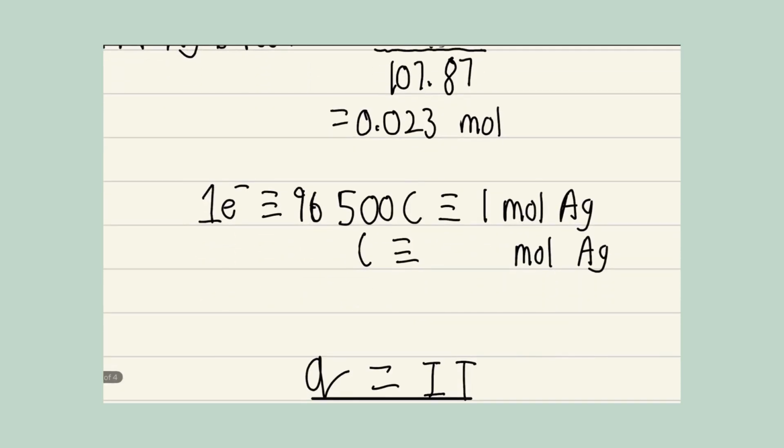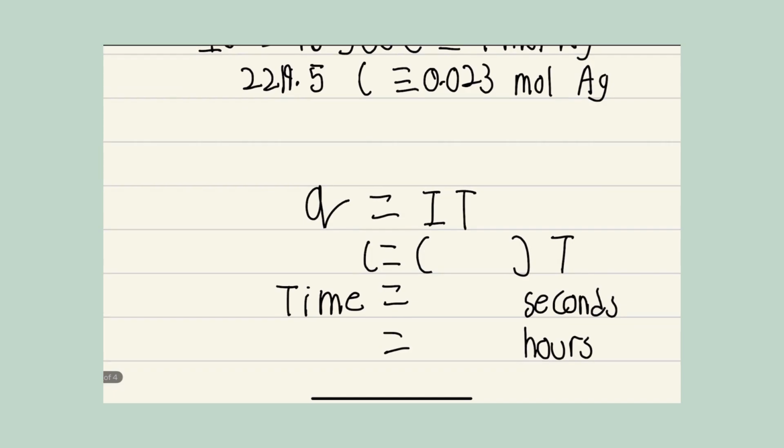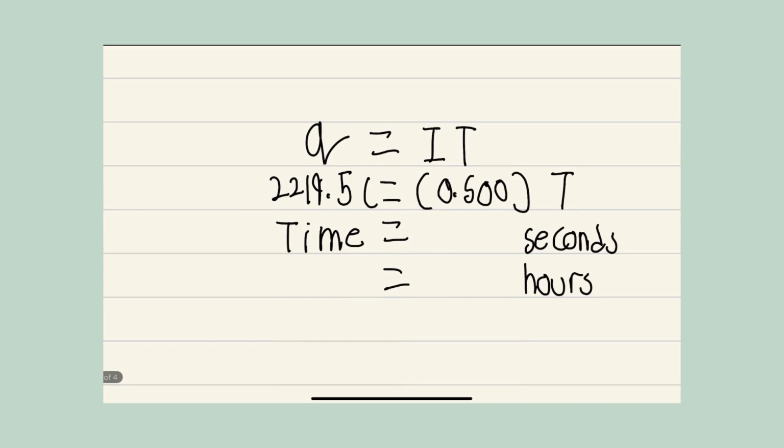Based on this equation, you just substitute 0.023 moles, which gets you about 2219.5 C. So substitute the value again, 0.500, your current, and 2219.5. Move things around, and you'll get 4439 seconds, which if we convert it to hours, you get 1.23 hours. So that's for the Roman 2 question.